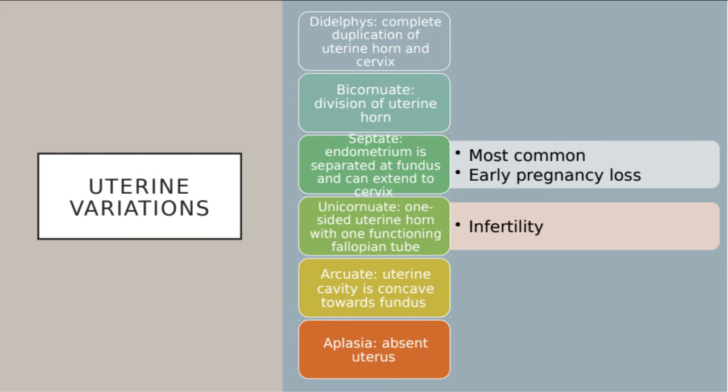Unicornuate, these patients are infertile, unfortunately, so they need to seek other options. This is when we have a one-sided uterine horn with only one fallopian tube that is working. Arcuate is when our uterine cavity is concave, so protrudes in towards the fundus. Not really too many complications associated with an arcuate uterus. And then aplasia, of course, is an absent uterus. So these women just never developed one, so of course they cannot carry a baby naturally. I do have a friend who had a uterus transplant, which is phenomenal and really makes me proud of modern science. So let's take a look at what all of these actually look like in terms of our diagram.